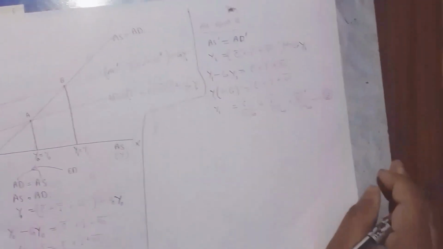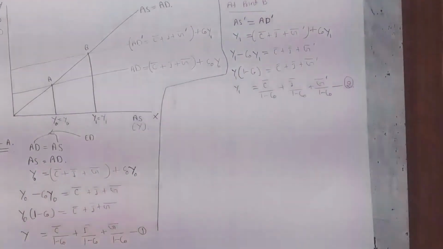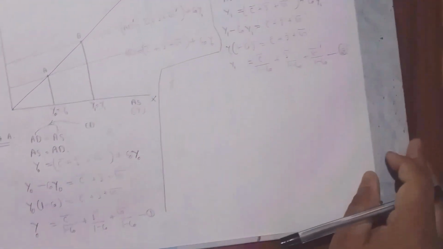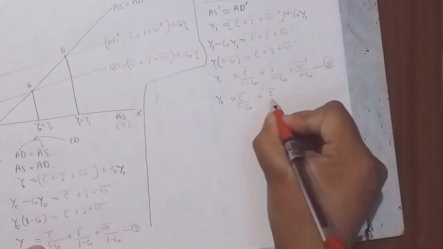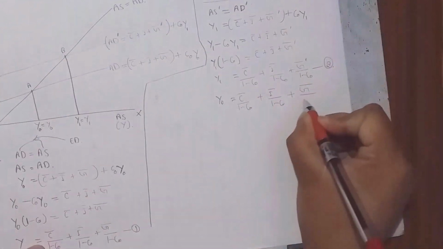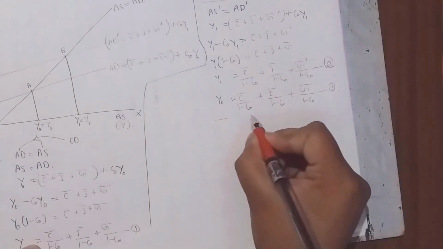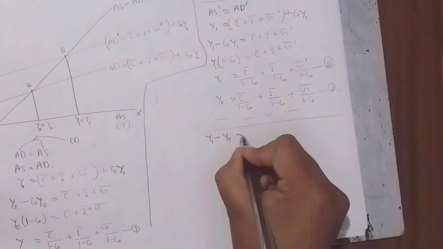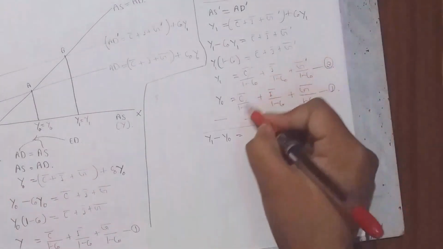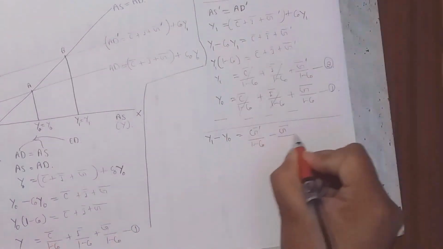This is equation 2. Now dividing equation 2 by equation 1. This is equation 1. What is equation 1? Y0 is equal to 1 upon 1 minus C naught times (C bar plus I plus G). Now, what is this? Y1 minus Y0 is equal to 1 upon 1 minus C naught times government expenditure dash minus government expenditure.